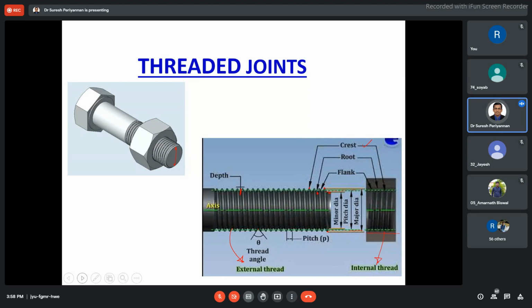Now you should know how to locate each component. This is the crest, this is the root, this is the flank, this is the major diameter, this is the minor diameter, this is the pitch diameter, this is the internal thread, this is the external thread, this is the thread angle. This is the pitch, the distance between one crest and another crest. Now this is the depth of the thread, which you know very well.